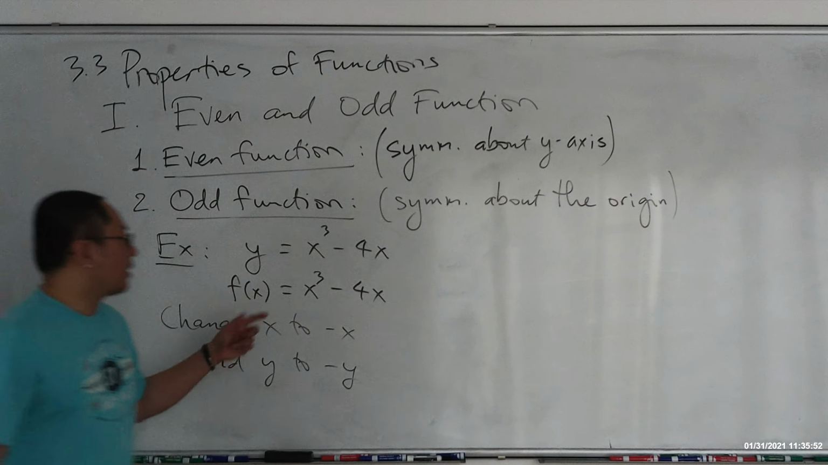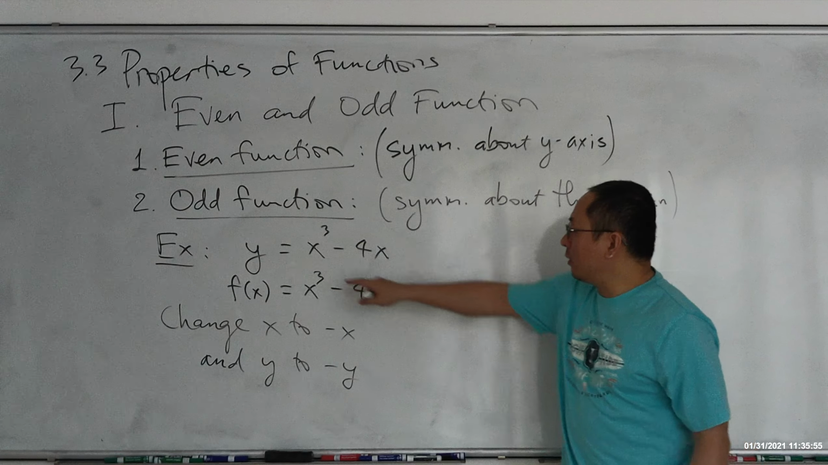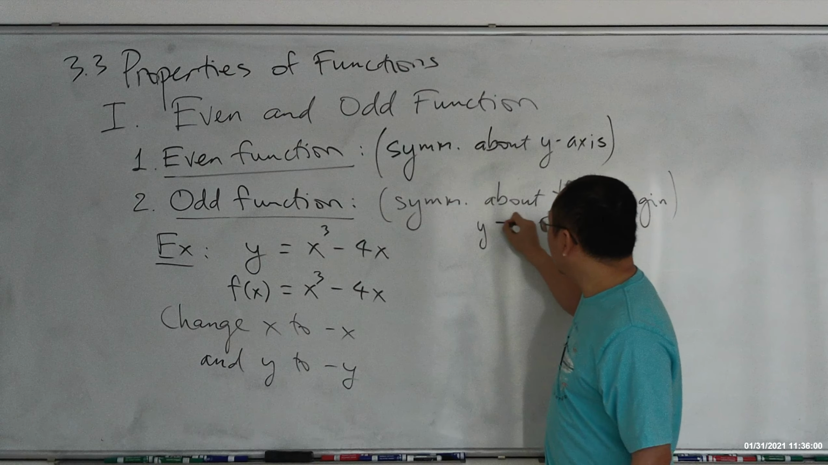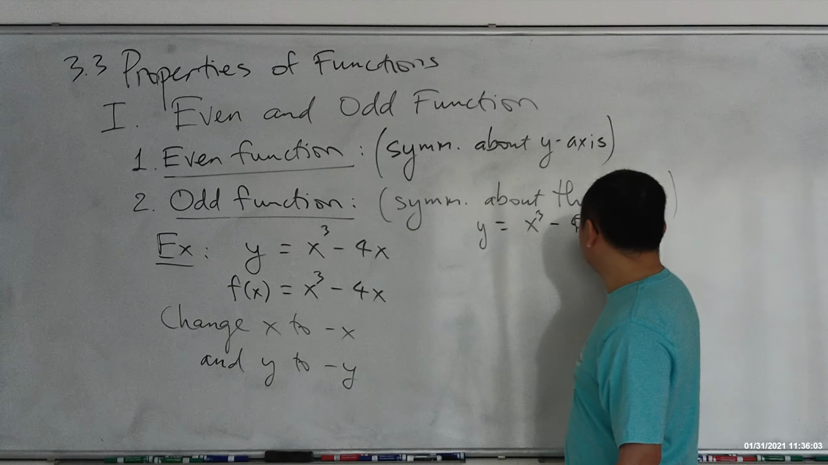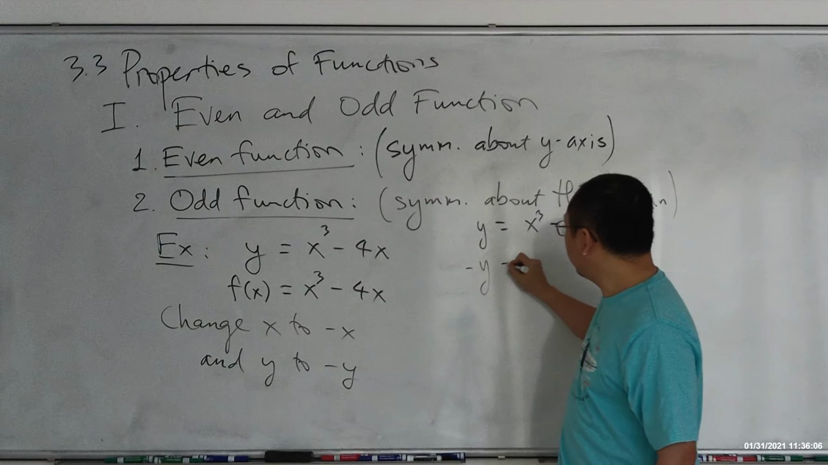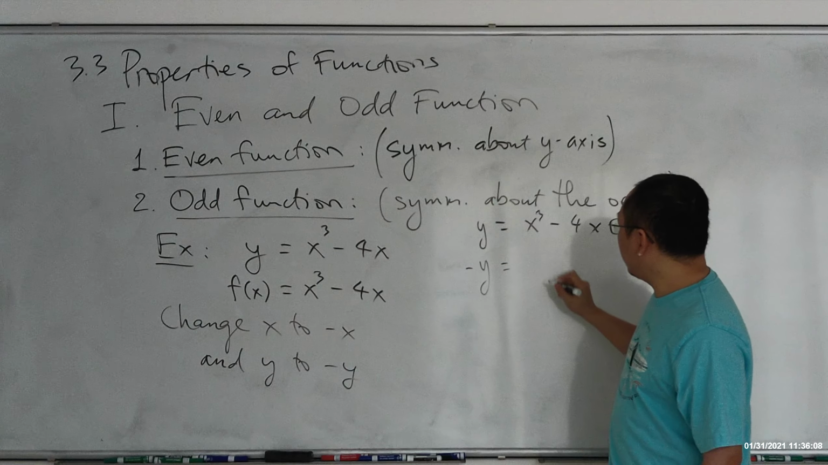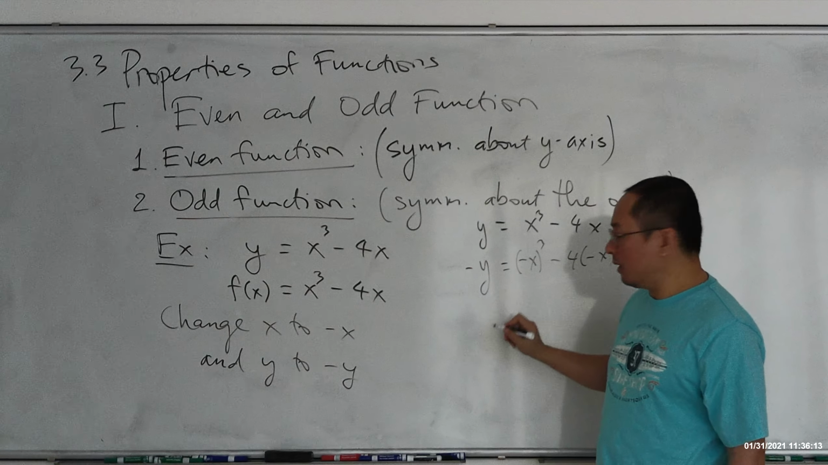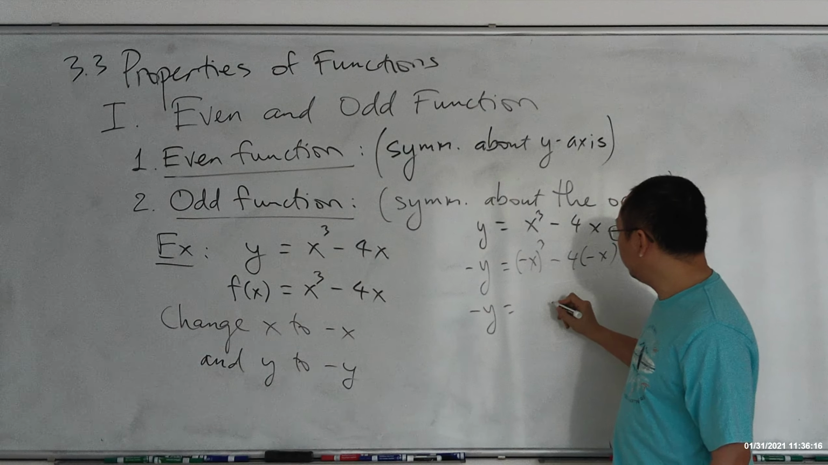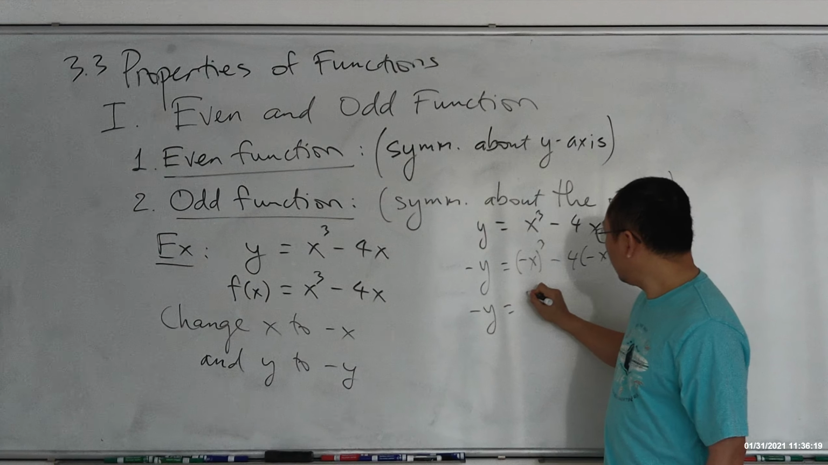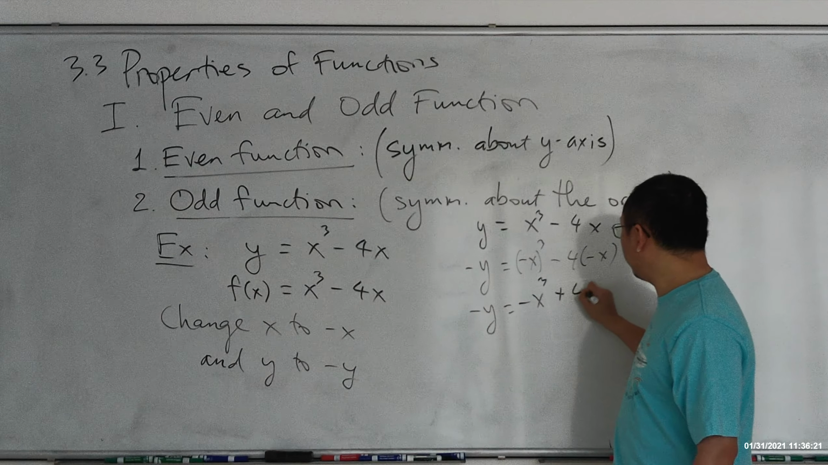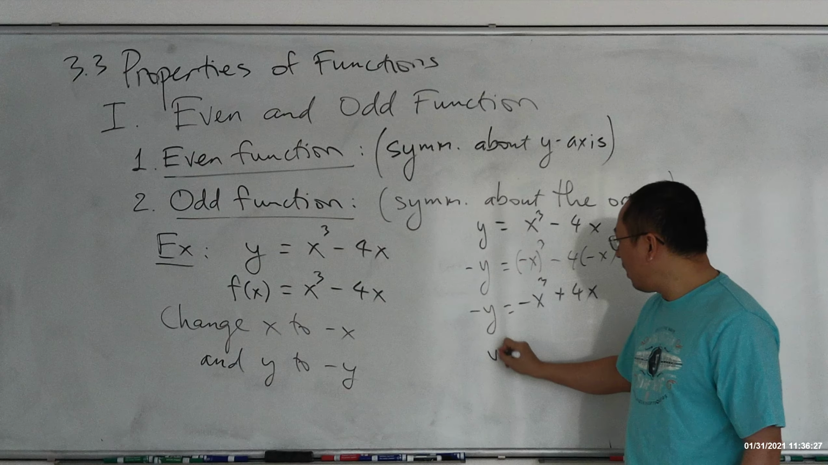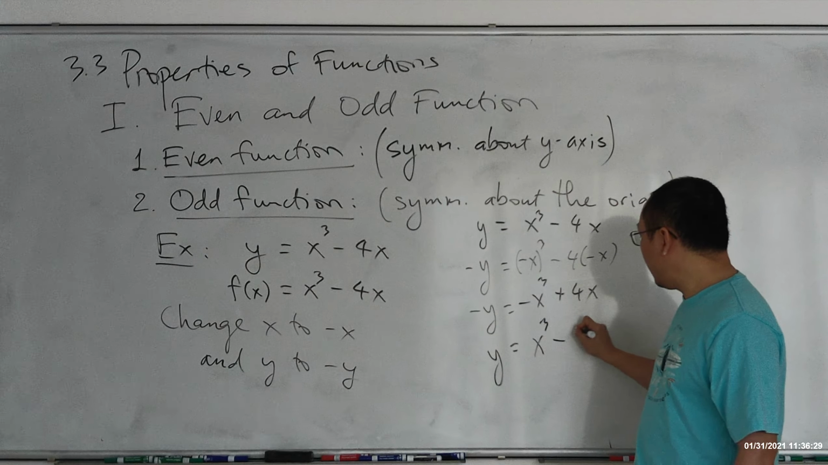Okay, so let me recall what we did before. If we write it this way, y equal to, all right, in chapter 2, I think. So y equal to x cubed minus 4x. We change y to negative y. We change x to negative x cubed minus 4 times negative x. And simplify, negative y is equal to negative x cubed plus 4x. Now you multiply or divide both sides by negative 1. You got y is equal to x cubed minus 4x.